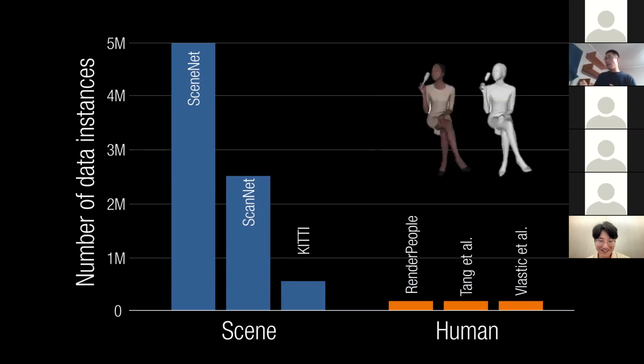What about human data sets? Here are a few data sets used in the literature. It is way smaller than the scene data sets, at a few thousand instances. The size of the data is at least an order of magnitude smaller than the scene data, which makes it very difficult to generalize to a new person.